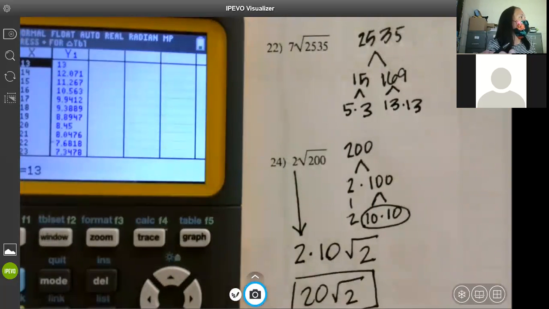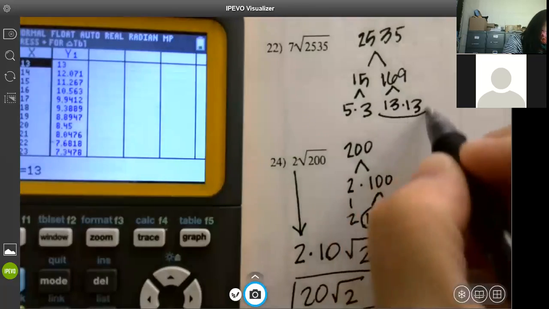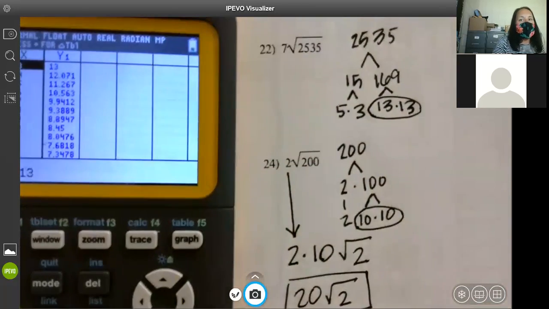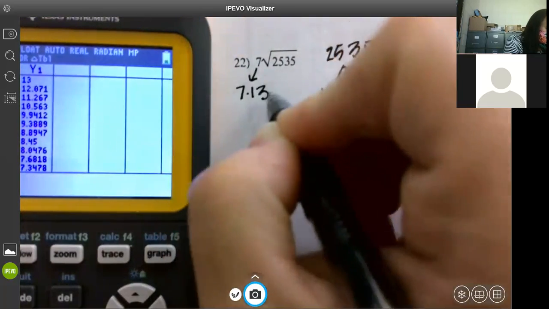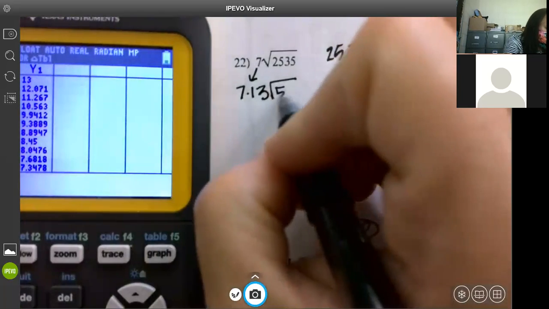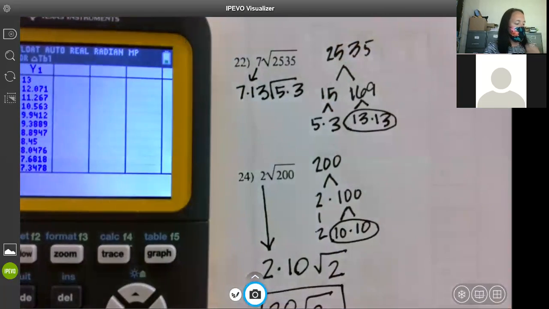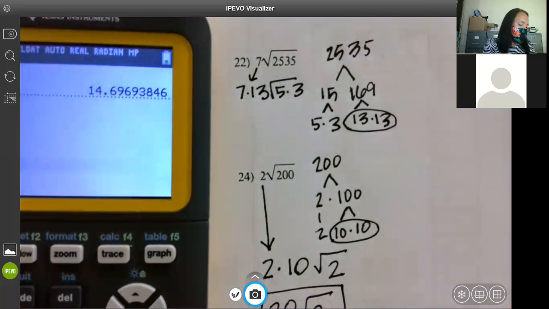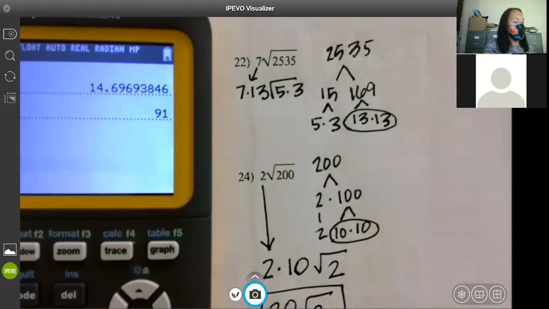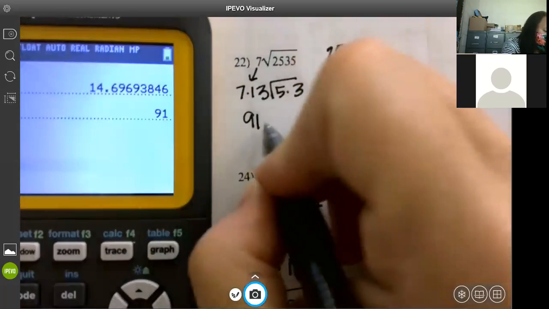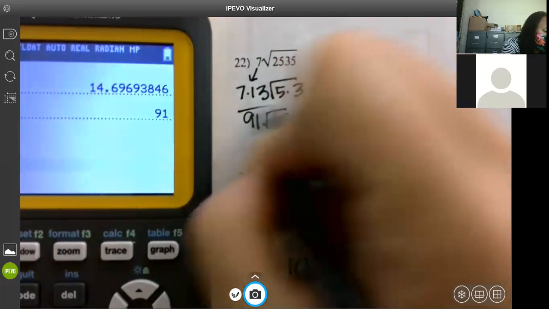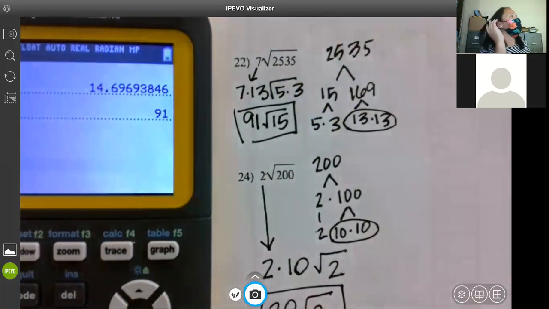13 won't break down anymore anyway, but if I already have a pair, I'm not going to keep working. So I got to remember to bring down the 7. I circled a 13. I left 5 and 3. I don't know 7 times 13, so good thing my calculator's sitting right here, and I get 91. 5 times 3 is 15. So sometimes you might have to do the y equals twice, and that's okay. I don't expect you to know factors of 169 right off the top of your head.